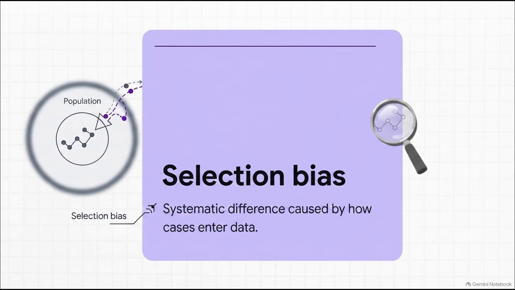So just let those four terms settle for a second. Population, sample, sampling frame, selection bias. By nailing these down, we take what seems like a fuzzy concept and turn it into a crystal clear system.